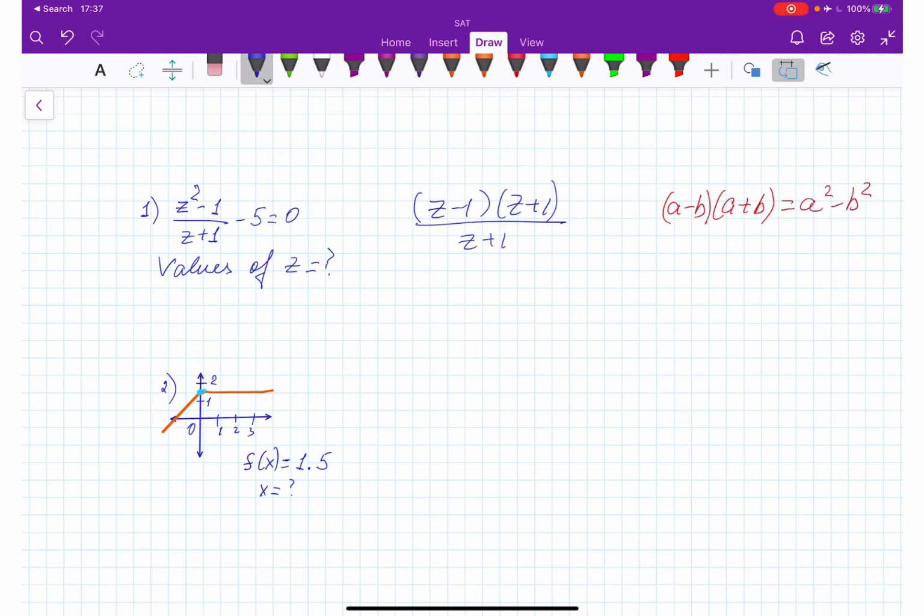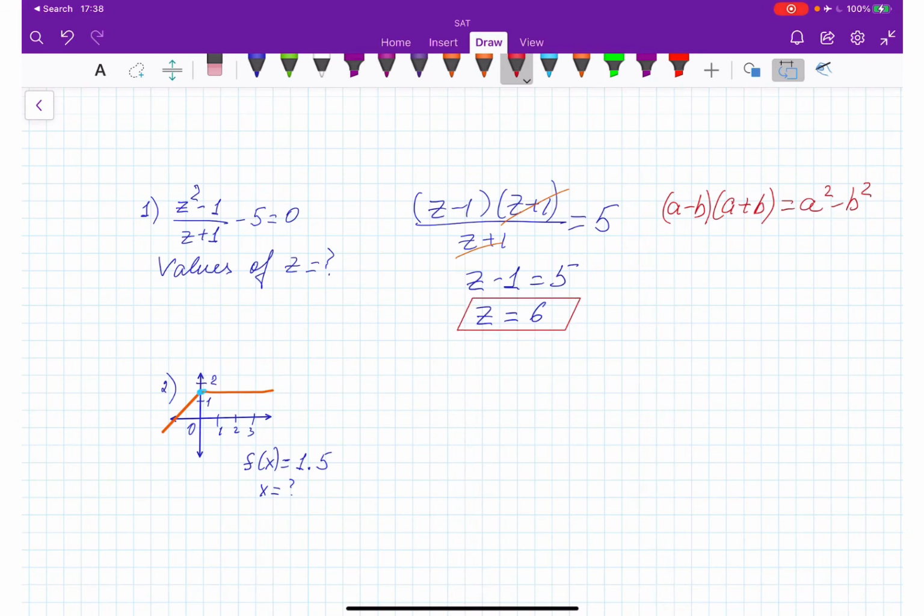Okay, so coming back to it, this is equal to positive 5. So I moved 5 to the other side. From here, I'm canceling z plus 1, and I'm getting z minus 1 is equal to 5. And from here, z is equal to 6. And that's it. That's a value of 6.